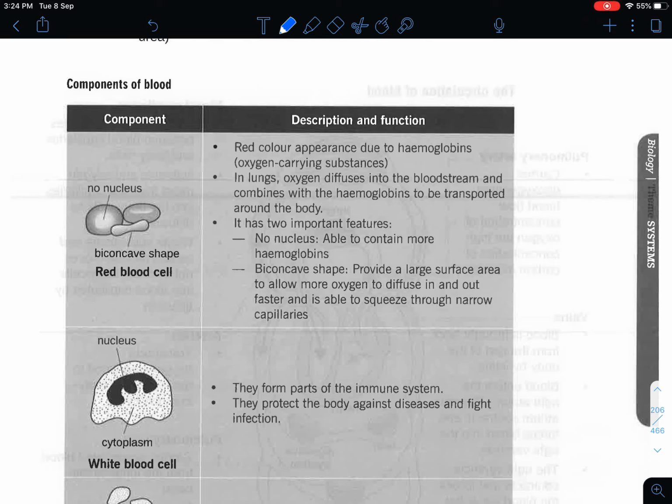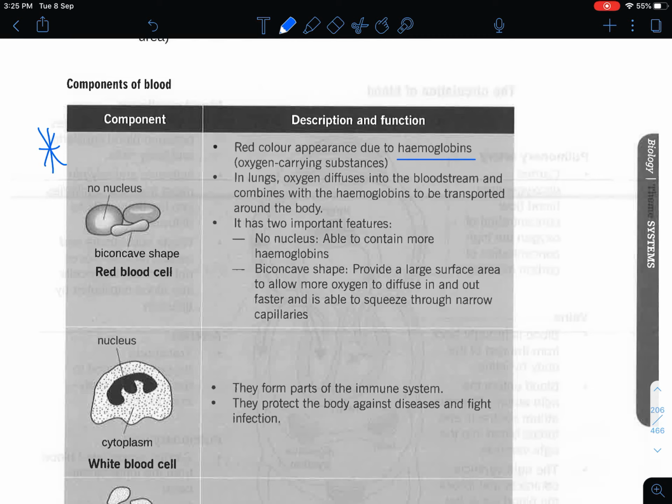When we look even deeper, your red blood cells do not have a nucleus, and therefore in the absence of the nucleus, they are able to contain more oxygen. How so? There is a component called hemoglobin present inside red blood cells. This is the one responsible for combining with your oxygen molecules, such that you can transport it to the rest of the body. And in the lungs, the oxygen diffuses into the bloodstream and combines with the hemoglobin to be transported around the body.